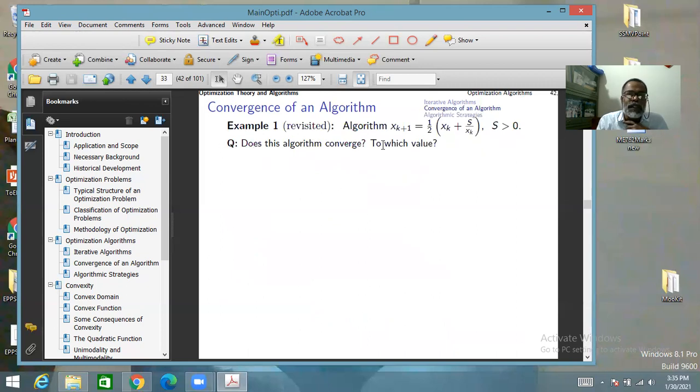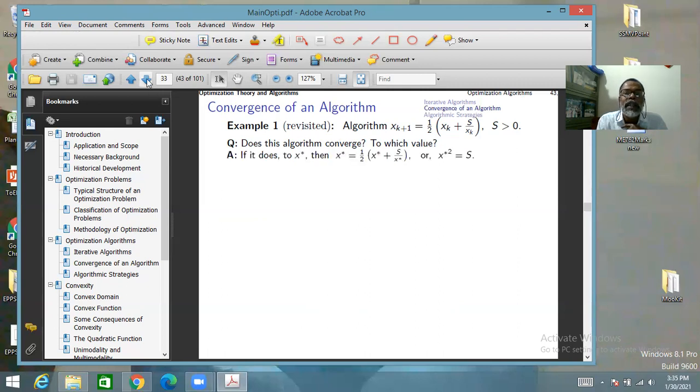Now we revisit the first example, this Babylonian square root algorithm, for positive s. First question: does this algorithm converge? To which value? First, through numerical experiments, we found that it converges always to root s. I have not shown you that exhaustively, but you can see. Now, does the algorithm converge? And if so, then to which value?